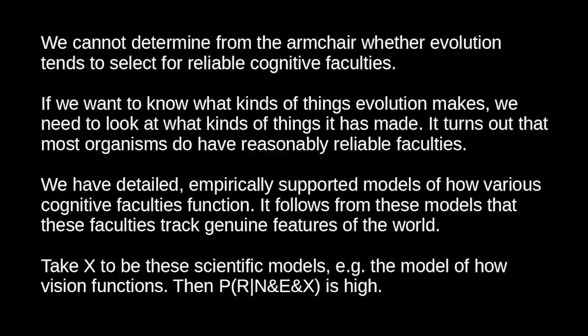So we can't figure out from the armchair whether evolution is the kind of process that selects for true beliefs. Yes, I mean, there are these suggestive analogies like the analogy to the desktop interface, but that's all they are, analogies. If we want to know what sorts of things evolution tends to make, we need to study the things that it has actually made. And when we do this, we can observe that most organisms have reliable faculties, at least in a wide range of environments. Most of the organisms that we look at do in fact accurately perceive the world around them, at least, broadly speaking. That gives us evidence that evolution selects for reliable faculties.